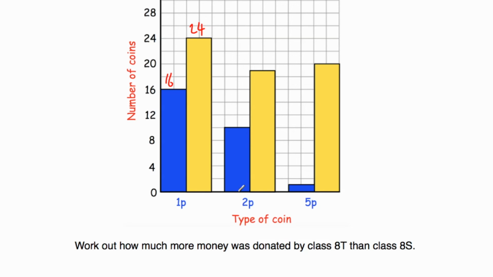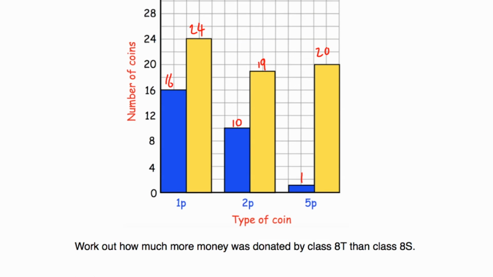In terms of the 2p coins in blue here, it's in between 8 and 12, so it's going to be 10 in the middle, so that's 10 2p coins by that class. And for class 8T you've got in between 16 and 20, so that's going to be 19 2p coins by that class. In terms of the 5p coins, you've got here 4 coins, so in the middle is 2 coins, so that's 1 5p coin was donated by class 8S, and then in terms of class 8T you've got 20, so they donated 25 5p coins.